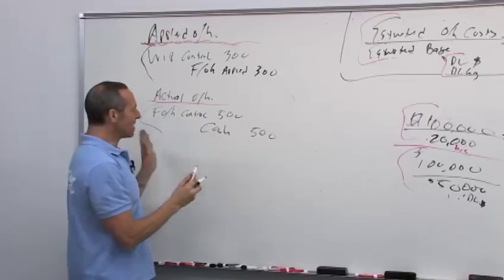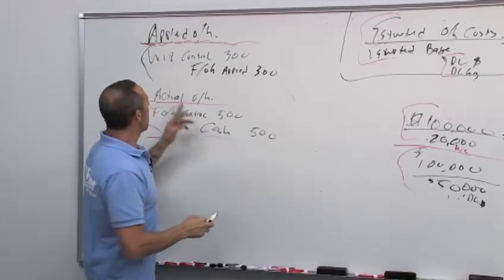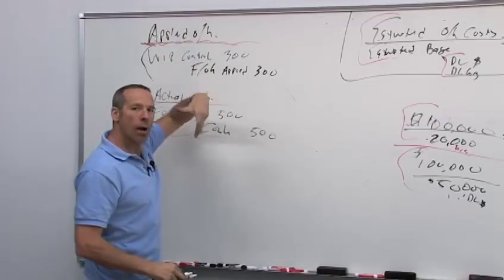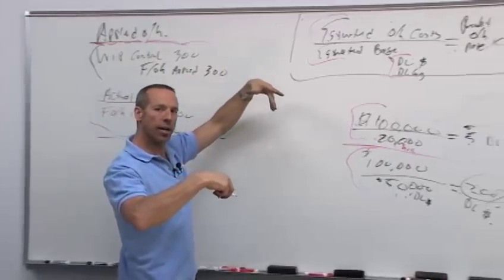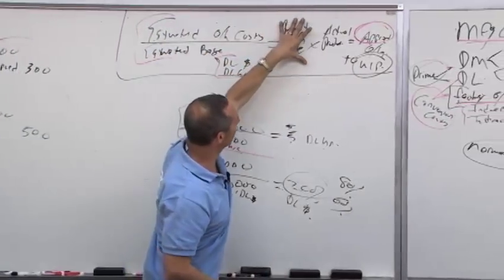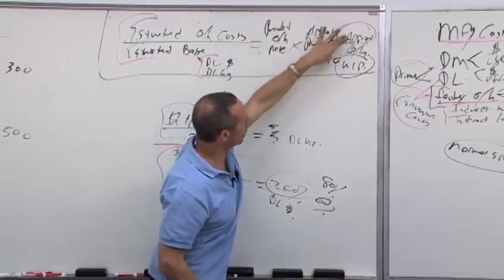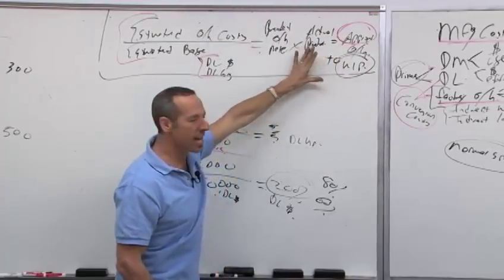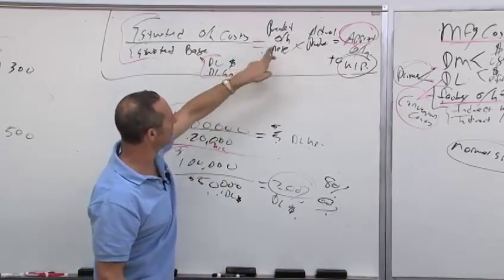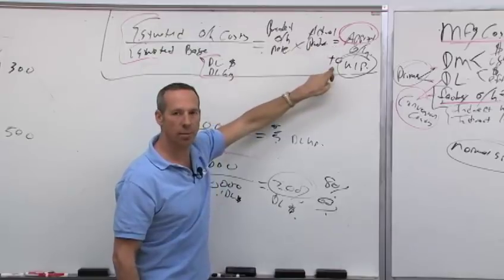Now, what does this all mean? Here's what it means. Apply. How am I applying it? Let's look back over here. I'm setting up some predetermined overhead rate times actual production is what gets applied into WIP. So in this example, I came up with some base times your production equals what gets applied into WIP.